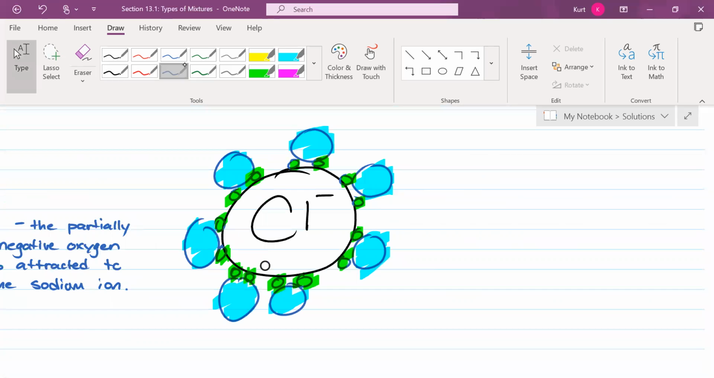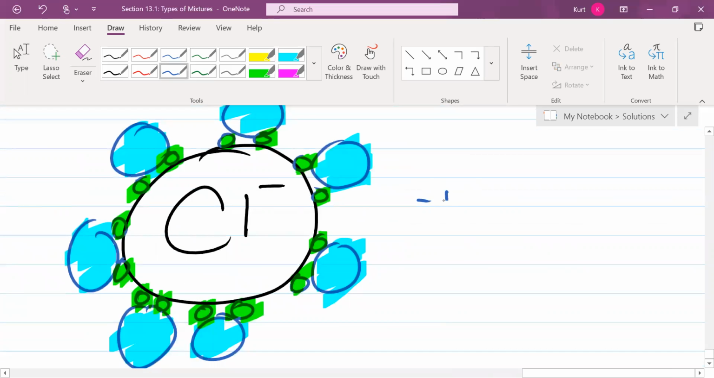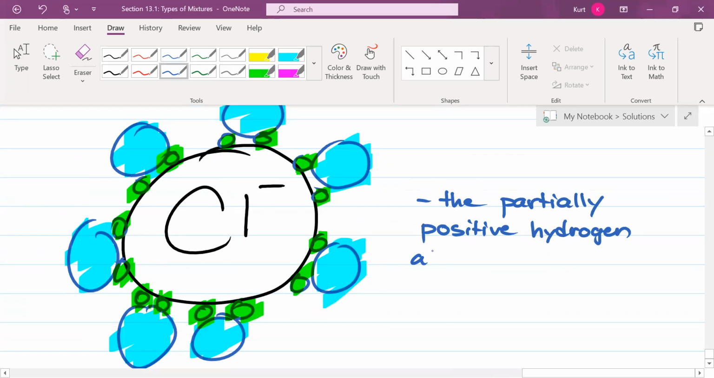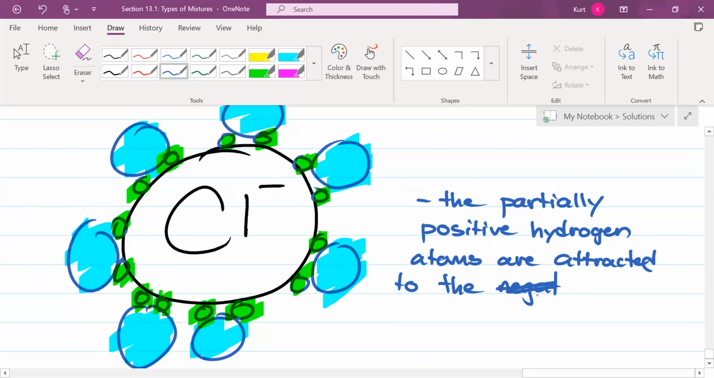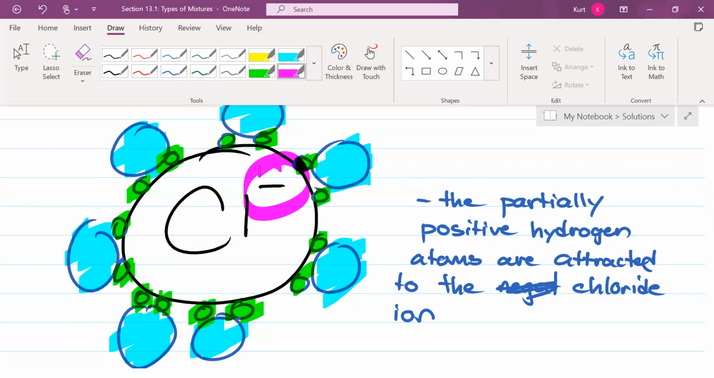And let me put your description here. The partially positively charged, or the partial positive hydrogen atoms, are attracted to the negatively charged, or we can just say the chloride ion. The chloride definitely has a negative charge. There's that charge right there. So this is just called electrostatic attraction. Positive is attracted to negative, and negative is attracted to positive.